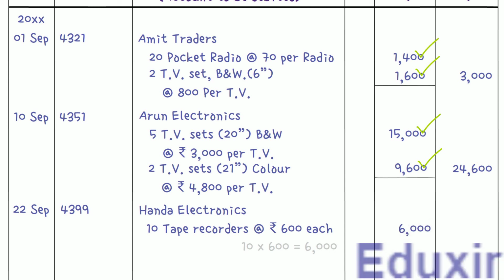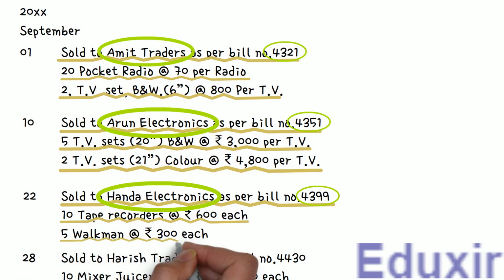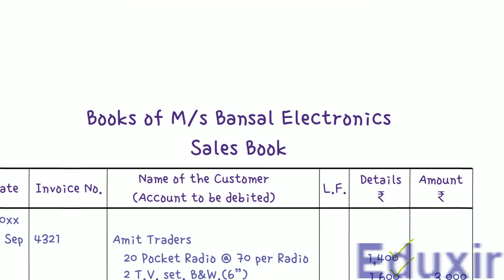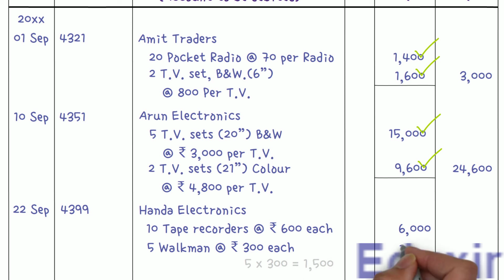Once we are done with the recording of all the sales done to this customer, we will record the total in the amount column. Let us now take up the next transaction. In this transaction, the business has sold 5 Walkman at the rate of 300 each. Let us now generalize this transaction. Let us first write the sales details as 5 Walkman at the rate of 300 each. 5 300s are 1500 rupees. Let us now record these 1500 rupees in the details column.